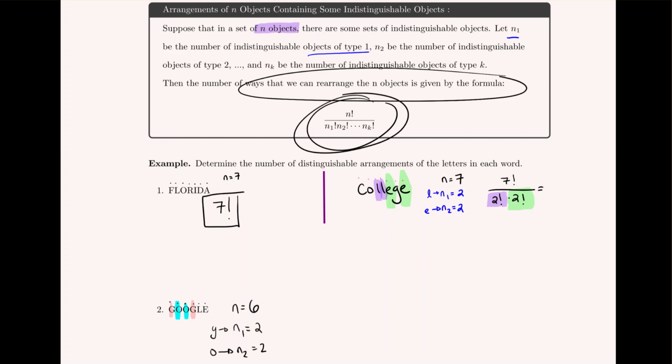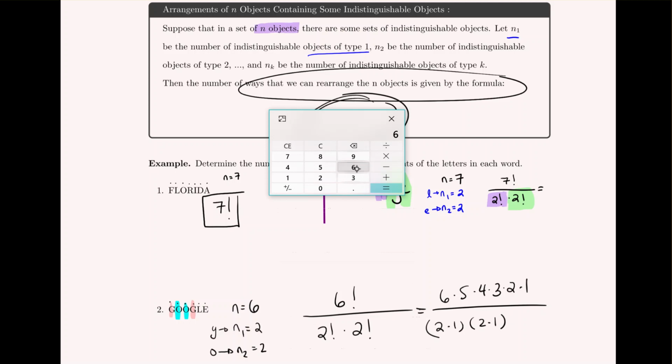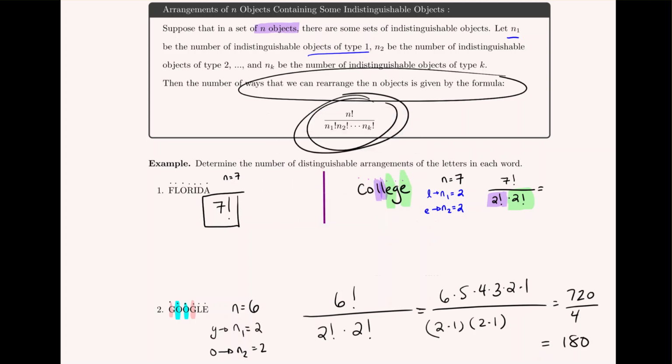So the formula tells me it's the total number of letters, factorial, divided by the repeats by how many times they occur. So G occurs twice, so that's 2 factorial, times 2 factorial. Now let's actually calculate this. 6 factorial is 6 times 5 times 4 times 3 times 2 times 1. 2 factorial is 2 times 1 times 2 times 1. So the top is 720 divided by 2 times 1 times 2 times 1, which is 4. So there's 180 ways that we could rearrange the letters of Google.